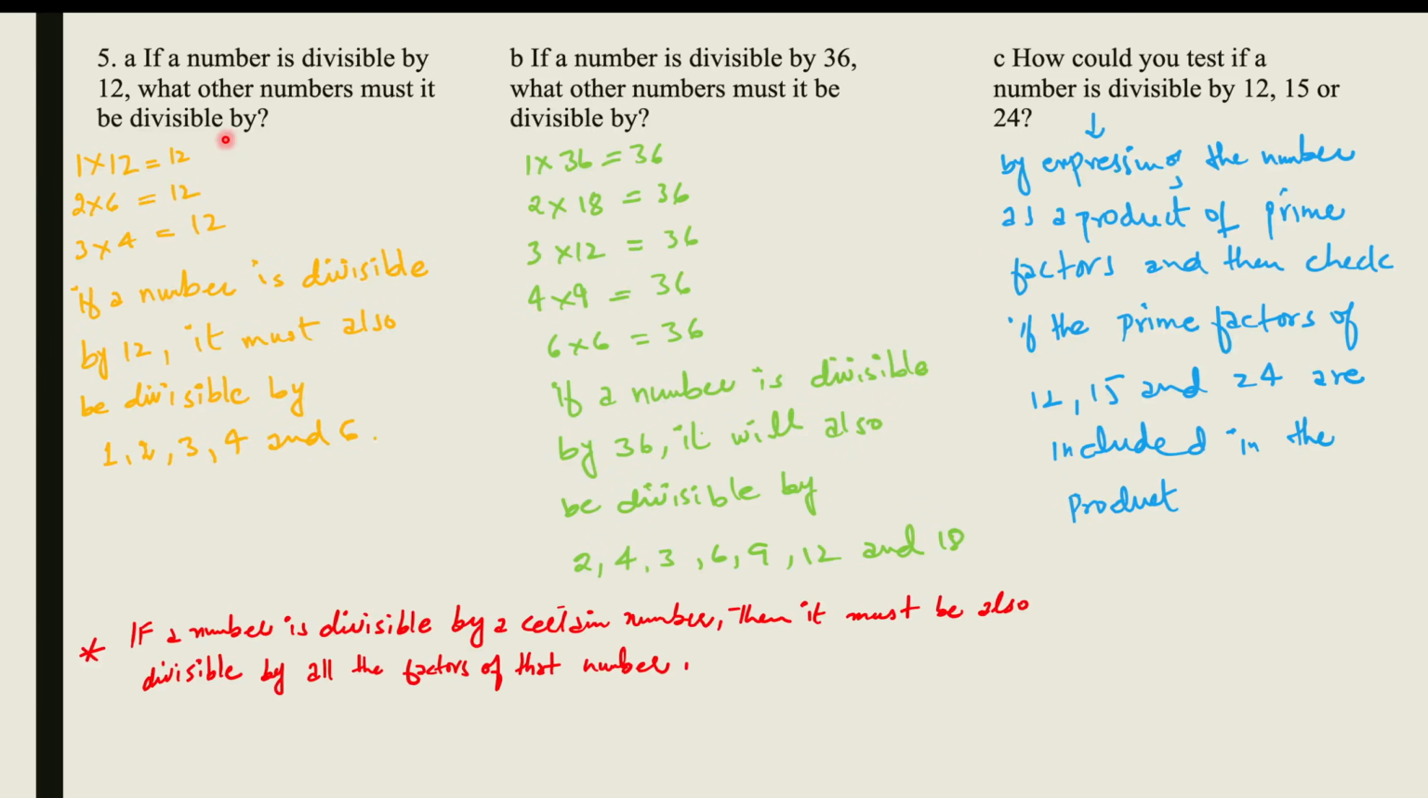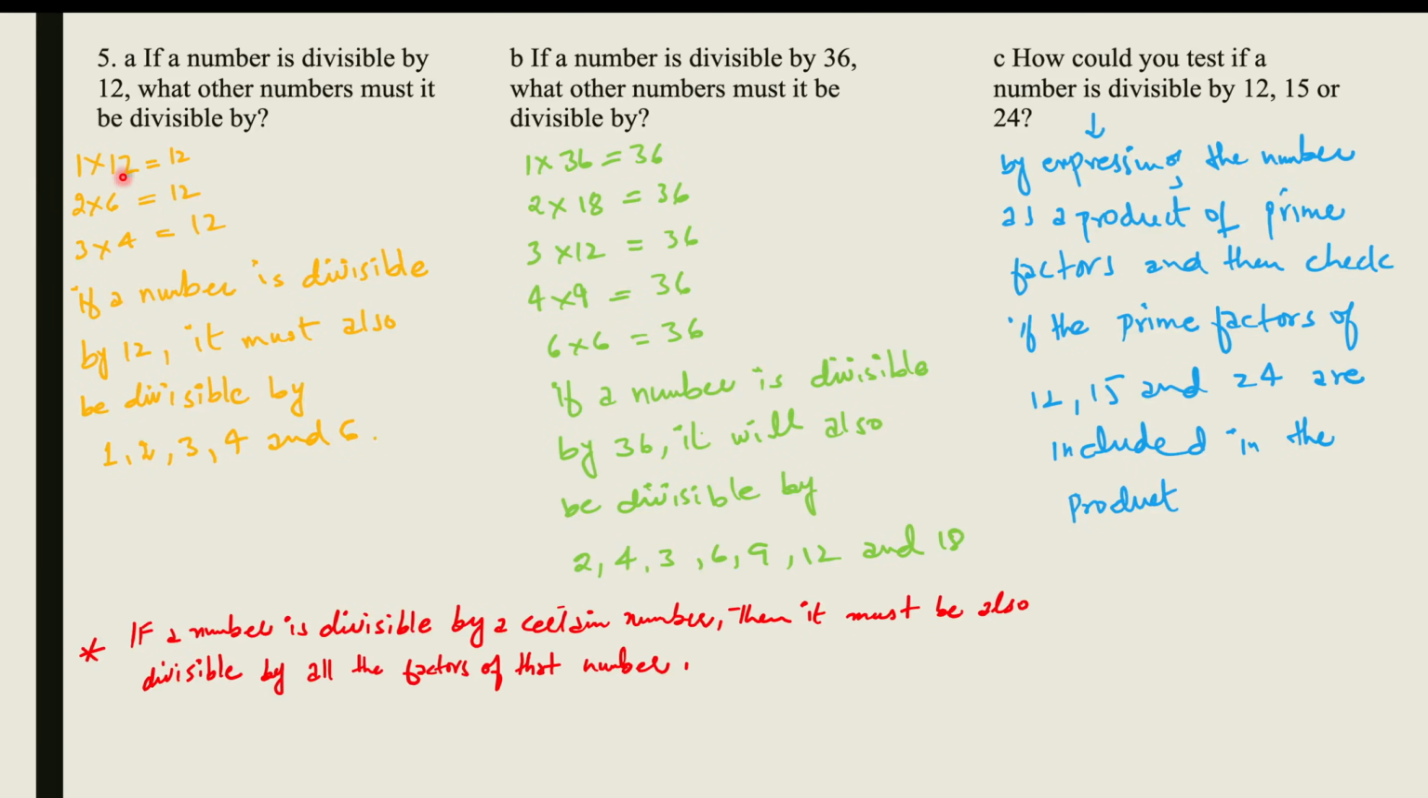So, if a number is divisible by 12, let's say it is 24. So 24 is divisible by 12, so 24 will also be divisible by the factors of 12. So therefore, in general, we say that if a number is divisible by a certain number, then it must also be divisible by all the factors of that number.